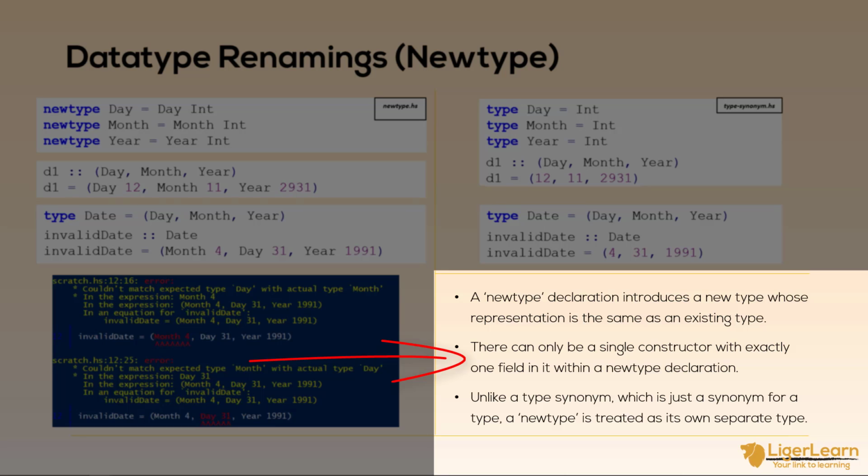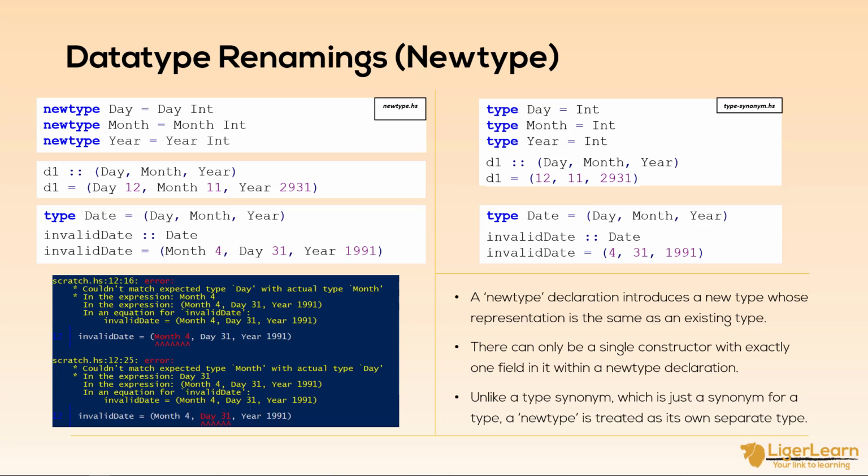We will cover constructors in more depth later on when we look at union types, which do not have this restriction and so can have multiple constructors. Since the Newtype declaration will only ever contain a single constructor with a single field, you can see why it's also known as a datatype renaming. For example, in our case, the day, month and year types are kind of just datatype renamings for an int.